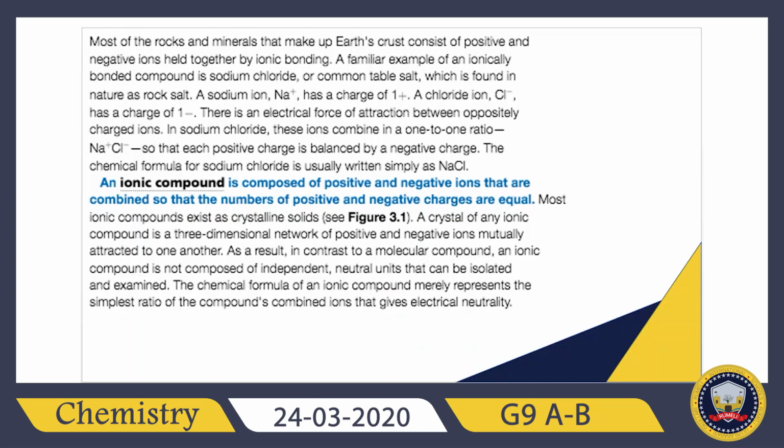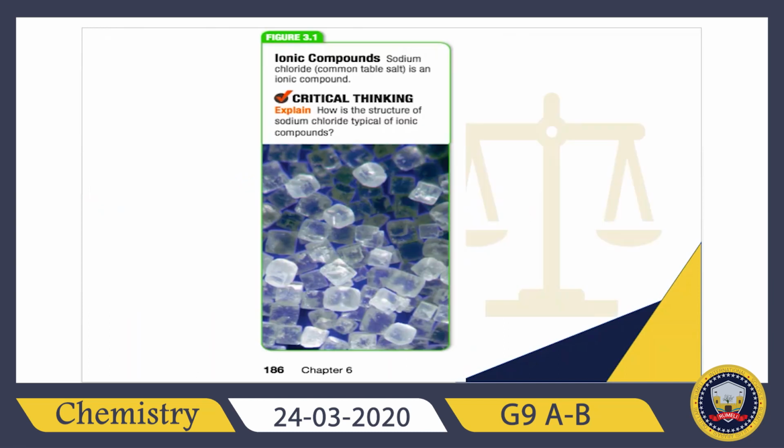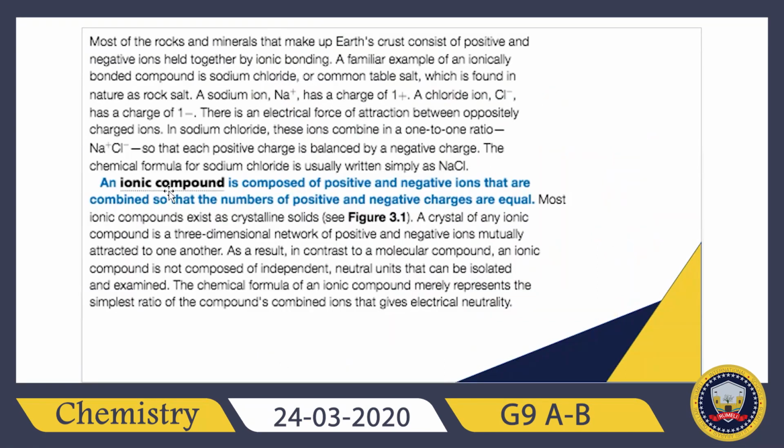So we will see figure 3.1 and we will see the crystals. So you see here, these are crystals. You see, sodium chloride, common table salt, is an ionic compound. You see, these are crystals, a three-dimensional network. Okay, so this is now an ionic compound. Now we understand what the meaning of ionic compound is.